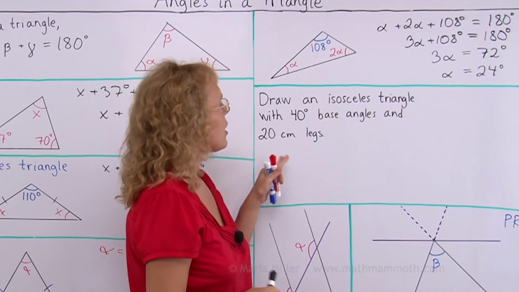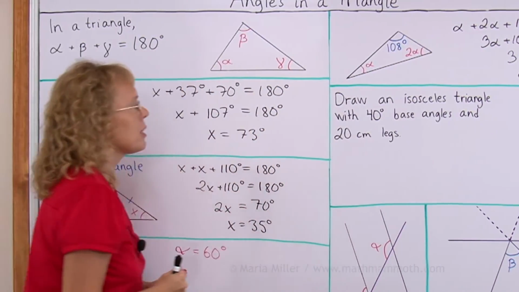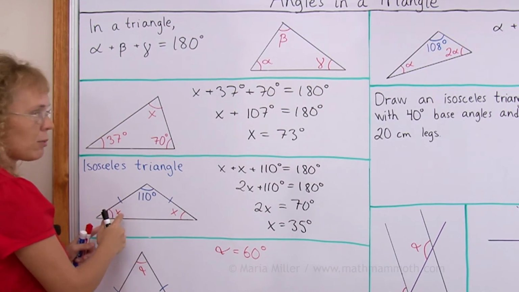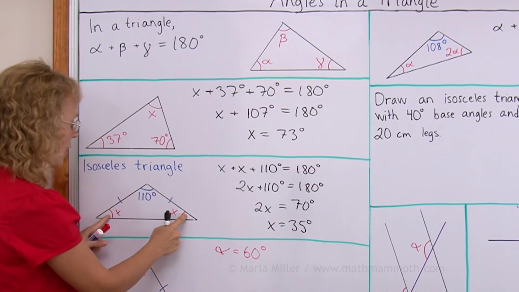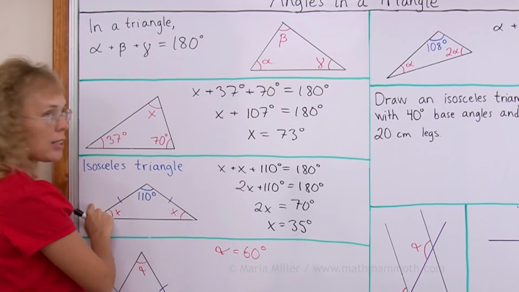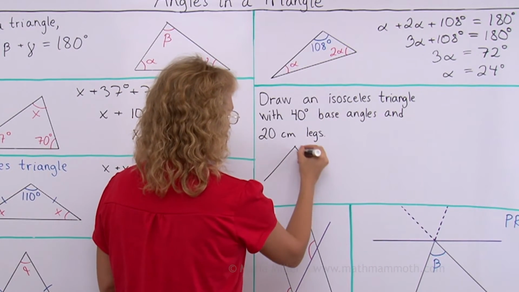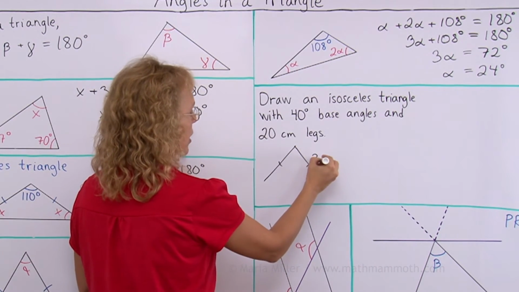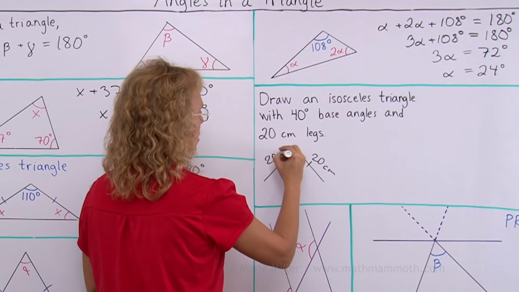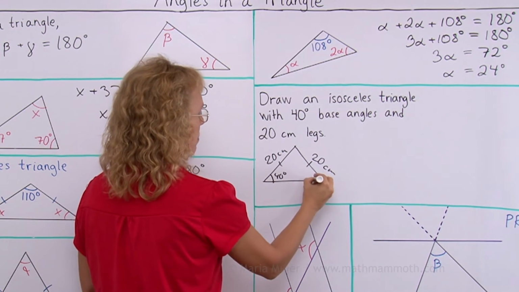Now, draw an isosceles triangle with 40-degree base angles and 20-centimeter legs. Comparing to this one, the base angles are these two. This is called the top angle, and the legs are these two sides that are congruent. So if I sketch it here, I have something where both of these are 20 centimeters, and then both of these are 40 degrees.